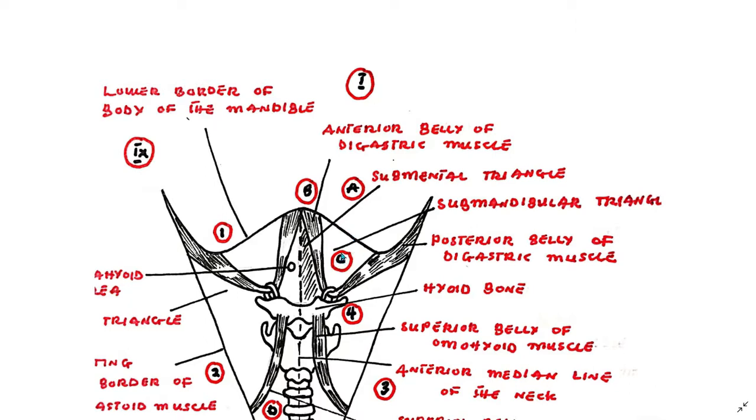The submandibular triangle is bounded superiorly by the body of the mandible. It is bounded anteriorly by the anterior belly of the digastric muscle, and it is bounded posteriorly by the posterior belly of the digastric muscle.